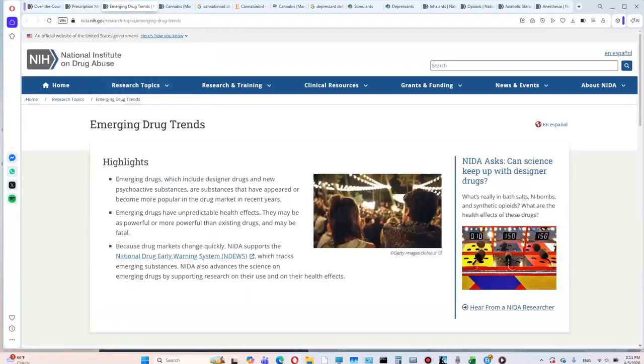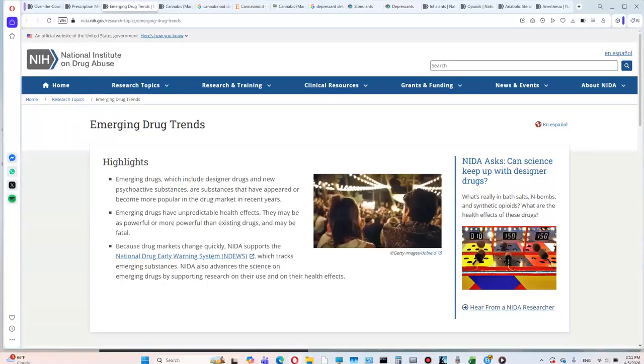Next, from the same source, emerging drug trends highlights. Emerging drugs, which include designer drugs and new psychoactive substances, are substances that have appeared or become more popular in the drug market in recent years. Emerging drugs have unpredictable health effects. They may be as powerful or more powerful than existing drugs and may be fatal.